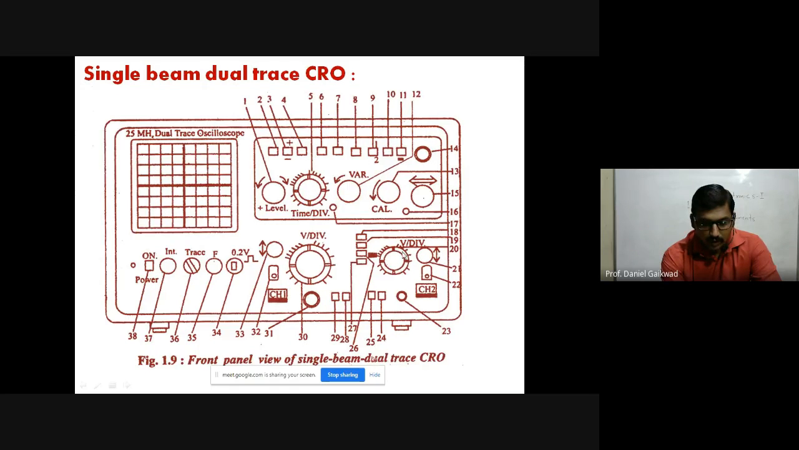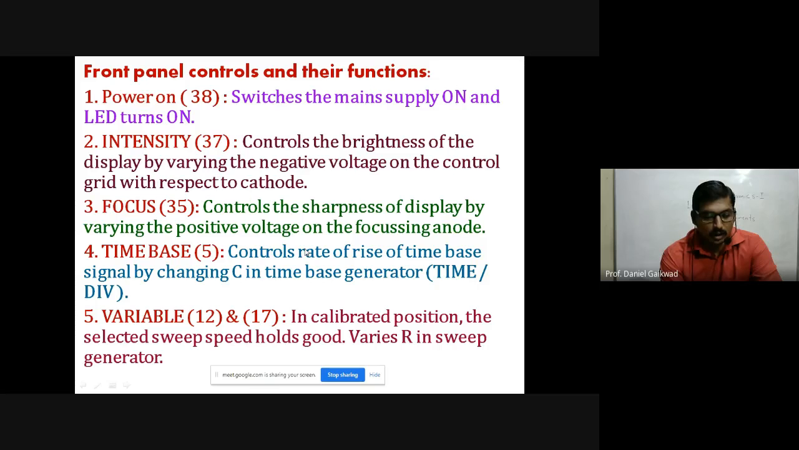See here, we have the number 20 volt per division. This is for channel number 2. And here we have number 30. This is for channel number 1. So this has a number of ranges, similar to the digital multimeter ranges, in volt per division. So we have a number of ranges in the volt per division section. Okay, next.